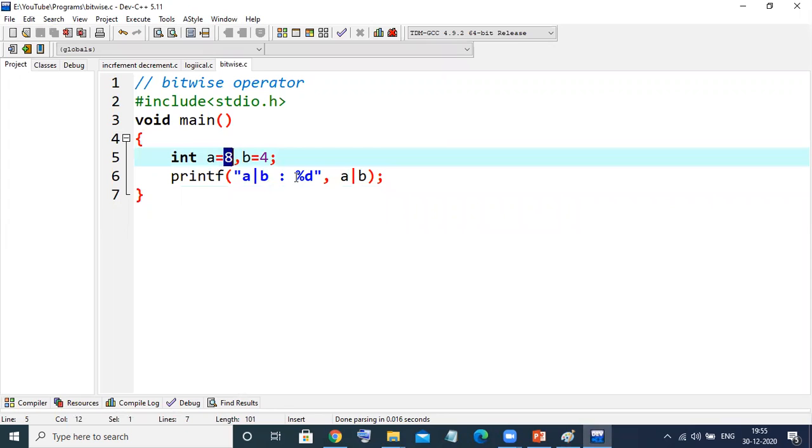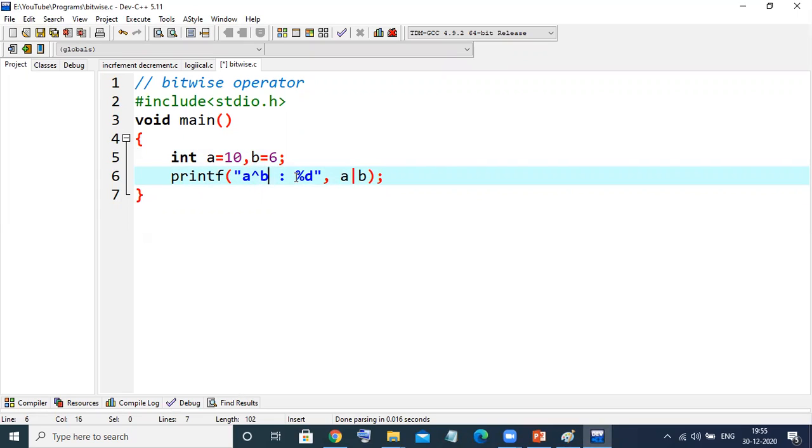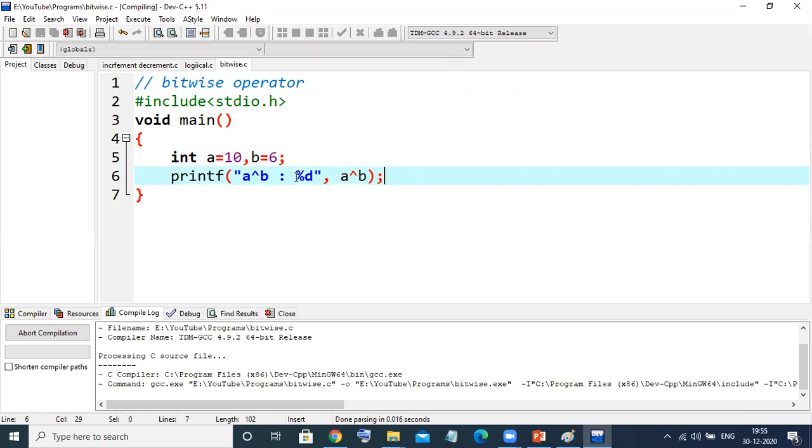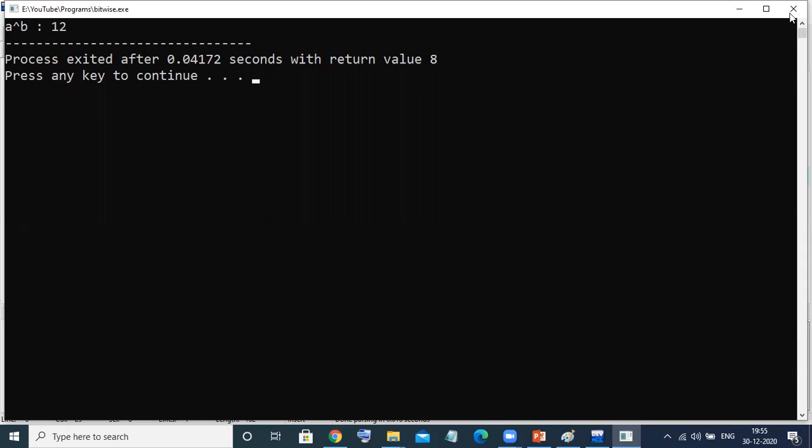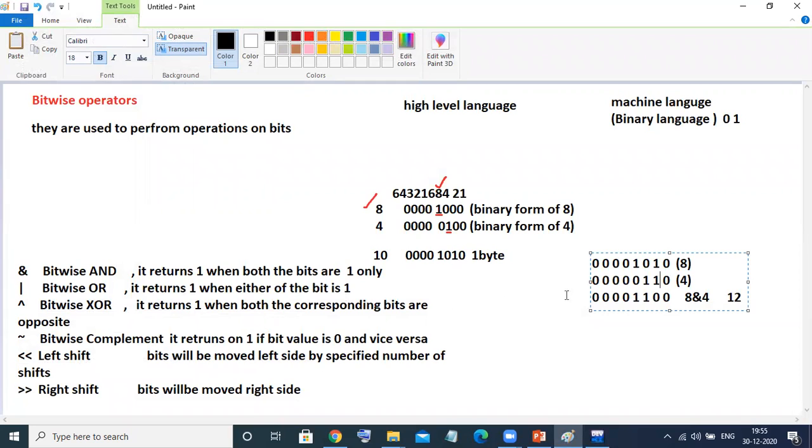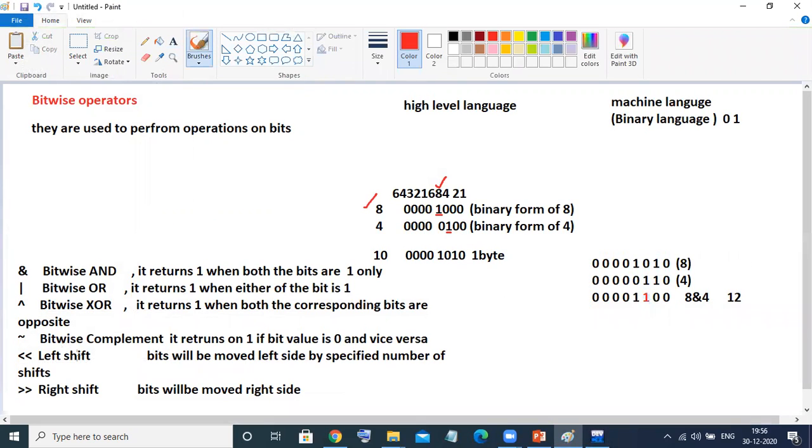10, and I'm providing 6, but the operation here would be XOR now. So what will XOR give? XOR will give 1 if the corresponding bits are opposite. So let us check the output. See, 10 and 6 is returning 12, because here these two bits are opposite, 1 and 0. That is the reason why it is giving 1. These are opposite, that is the reason why it is giving 1. But these are the same, so if it is the same, it returns 0. Only if it is different, it returns 1. Already we have seen that in the bitwise XOR it returns 1 when the corresponding bits are opposite.